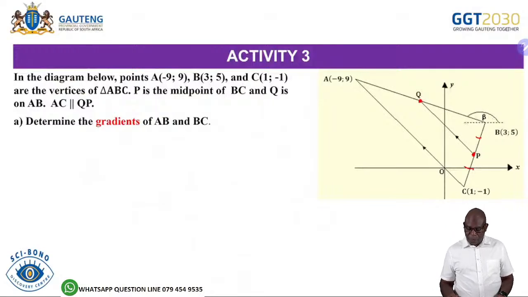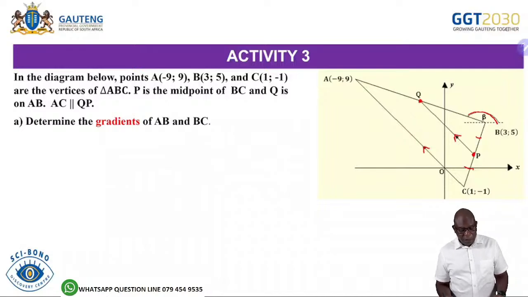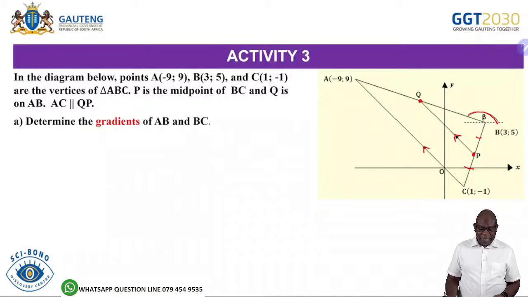I love how they've put the angle in there, the angle beta there, right? They say AC is parallel to this line. So already I know that the gradients of those lines are equal. Now, the first question says, determine the gradients of AB and BC. So first I need to get the gradient of AB.